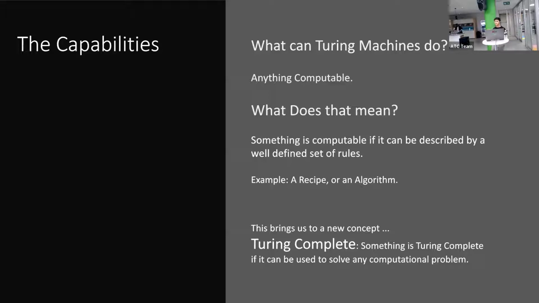So Turing machines can do anything, which also brings us to the concept of Turing completeness. Now, something is Turing complete if it can be used to solve any computational problem. That means Turing complete means a system can do anything.